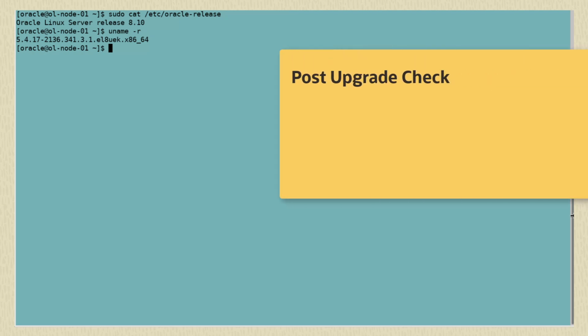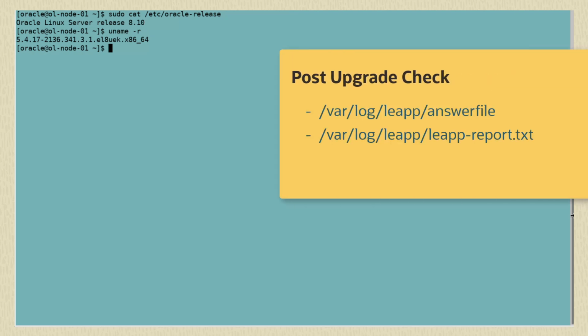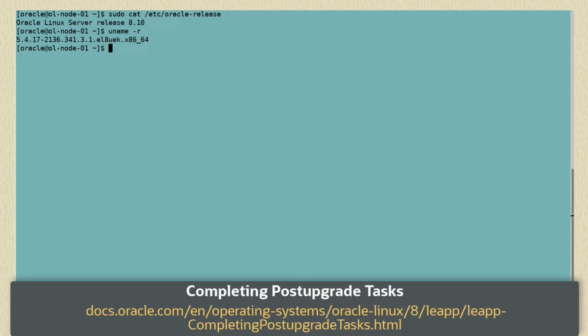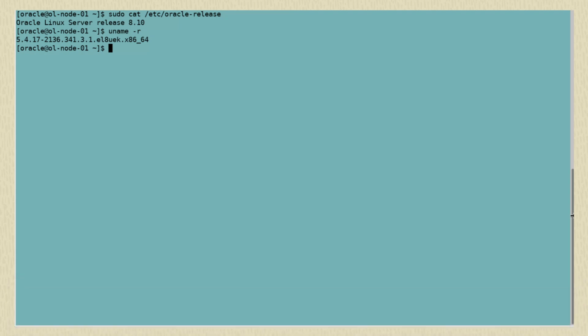The upgrade process also updates the answer file, leapp-report.txt, and creates a leapp-upgrade.log file. These should be examined as they may include post-upgrade recommendations. Following the upgrade, it's important to ensure that the upgraded system remains in a supported state. For information and guidance, see the post-upgrade information section of the Leapp documentation. So that's our system upgraded from Oracle Linux 7 to Oracle Linux 8.